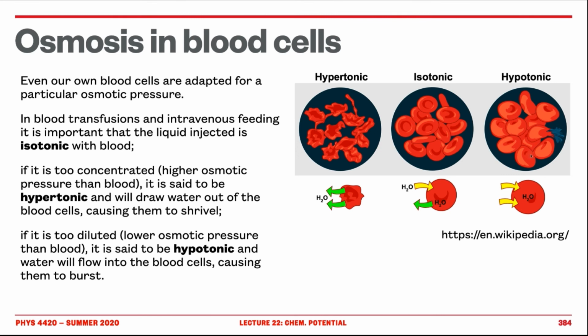In that case, the cell can burst because there is a lower osmotic pressure than blood, and therefore that means that there is water coming from the bloodstream into the cell itself, and it's called hypotonic. So hypo, it's lower, too low pressure inside the cell, and here too high pressure inside the cell.